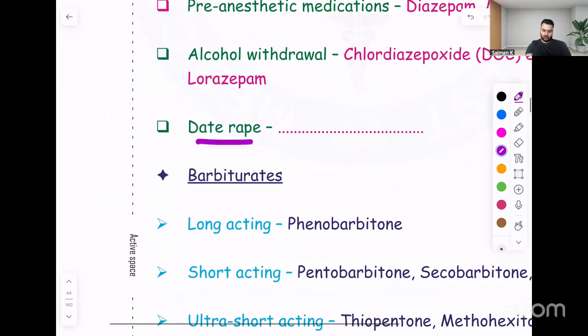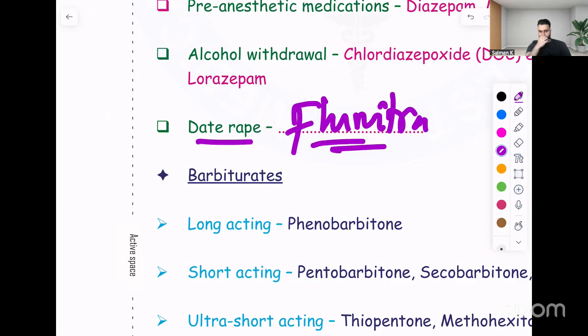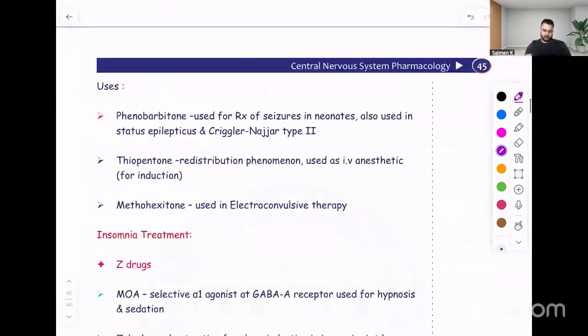Keep an eye on the date rape drug. It's a drug called flunitrazepam. Flunitrazepam. This is the date rape drug in this topic.